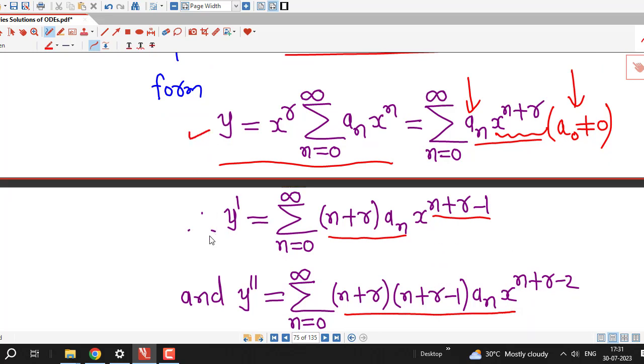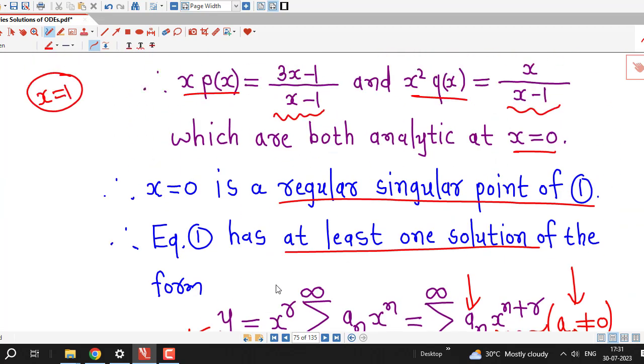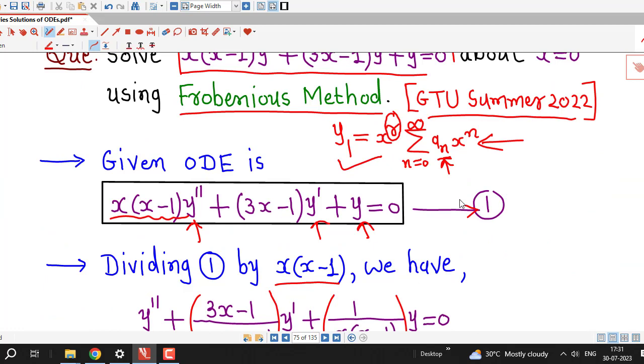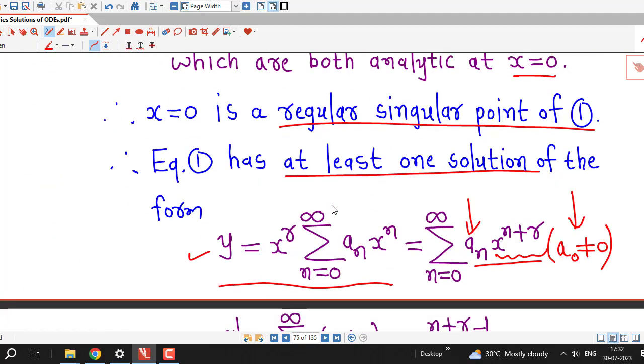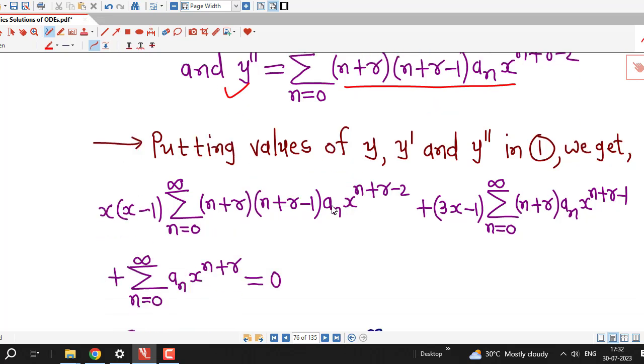And now we substitute the values of y dash and y double dash in the given equation number 1, that is (x square minus x) into y double dash plus (3x minus 1) into y dash plus y equal to 0. So that I have put here, and I obtain this expression. Next step is we multiply this summation by this quantity, which we can rewrite as x square minus x. So x square times this summation minus x times this summation.